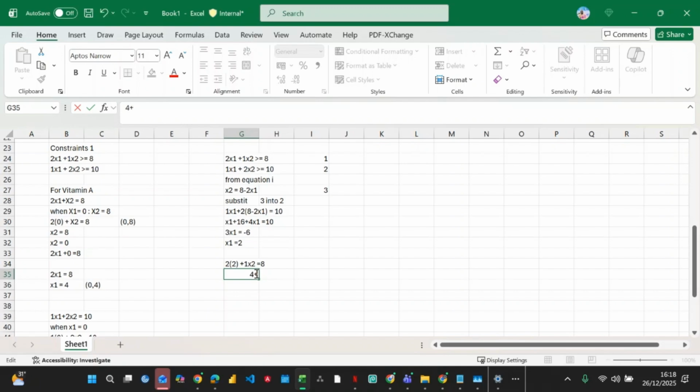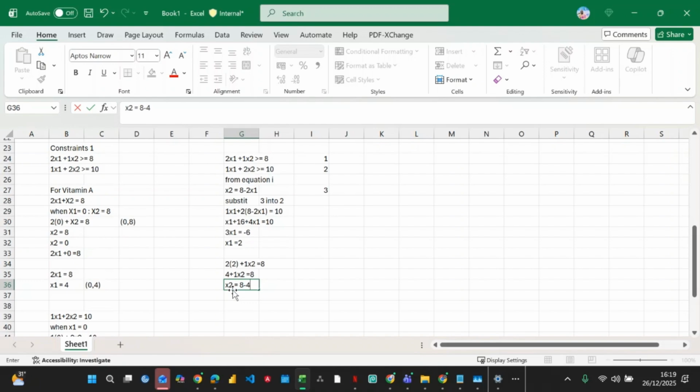I have 4 plus, that's 4 plus 1x2 equals 8. So I'm just breaking it down for you to understand. So now from here I can see you now have 8 minus what? I can now say x2 is equal to 8 because I'm taking 4 to the other side.